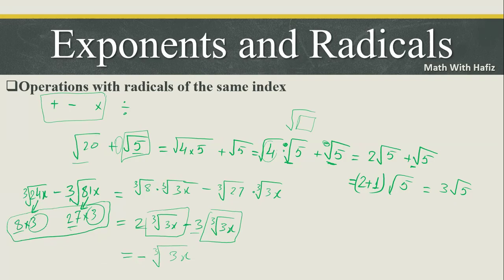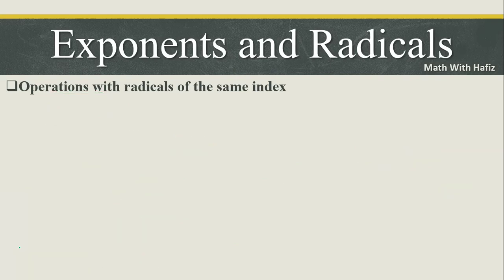Let's do the last question for this lesson, which is division. So let me clear the board. Let's take one question. This is easy, so I'm not going to have more questions. Let's say it is square root of 40 divided by square root of 5. The same concept applies here. So I would say this is square root of 8 multiplied by 5, divided by square root of 5.